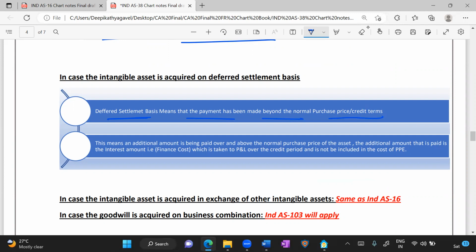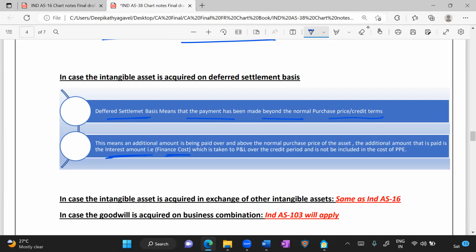They are installments. So in that case, what will happen? One will be the normal purchase price, and there will be some excess amount that you will be paying. That is nothing but your interest cost, your finance cost. And that finance cost will be taken where? It will be taken to P&L. We have discussed this in detail in IND AS 16, right?